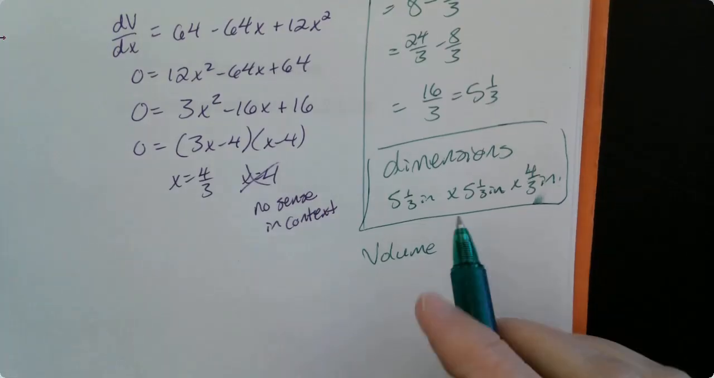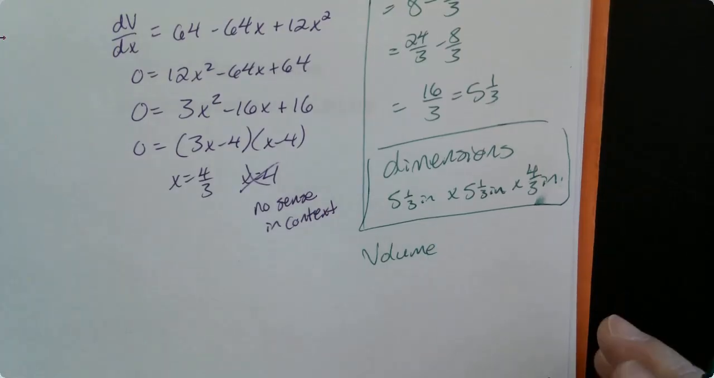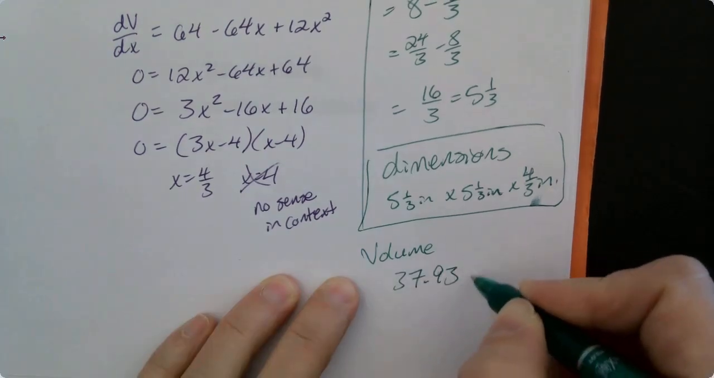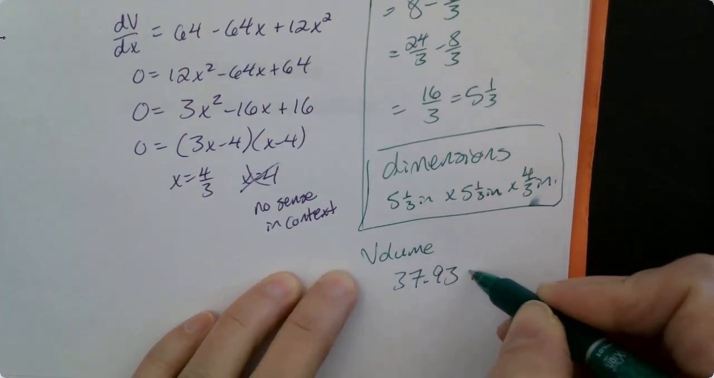So how are you going to find the volume? Multiply it. Yeah, I have 37.93. And what are the units on that? Cubic inches. Yep.